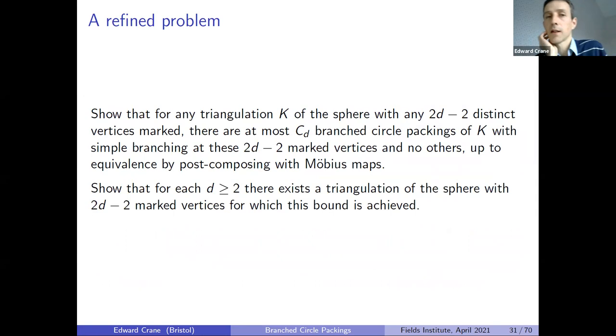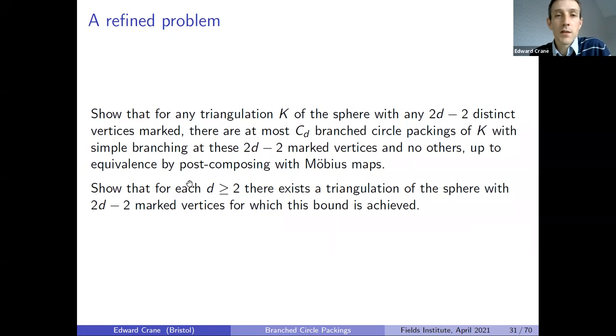Okay, so we could refine the problem. If we have a triangulation of the two sphere with 2D minus 2 distinct vertices marked as being simple branch points, can we prove that the number of branch circle packings having that complex and that branching is at most this number CD, up to equivalence by post-composition with Möbius maps?